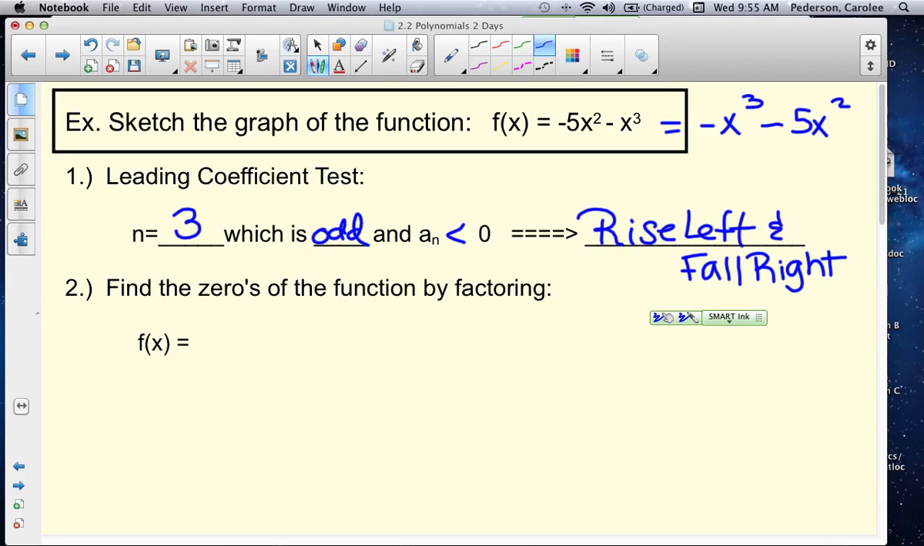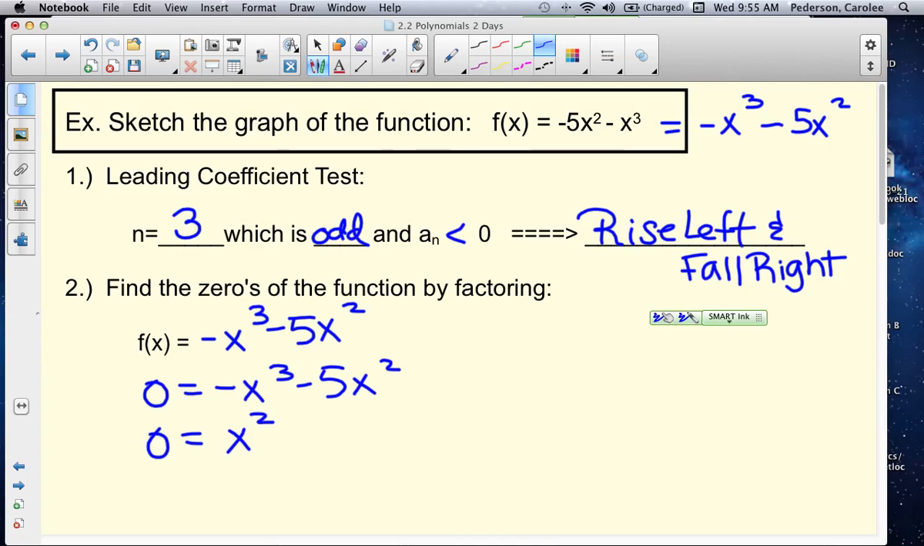Then, from yesterday's lesson, we focused on the zeros, which are the x-intercepts of the graph. And if you can't factor it in a quadratic function, you have to then use the quadratic formula. So we're going to set this function equal to 0. And I'm going to write it in standard form first. Now I'm going to take out the GCF. So I'm going to take out x squared. So I'm left with negative x minus 5.